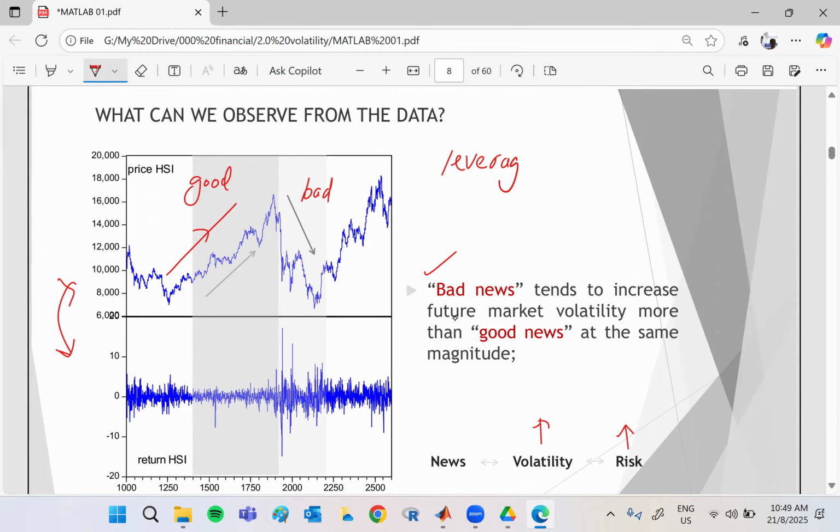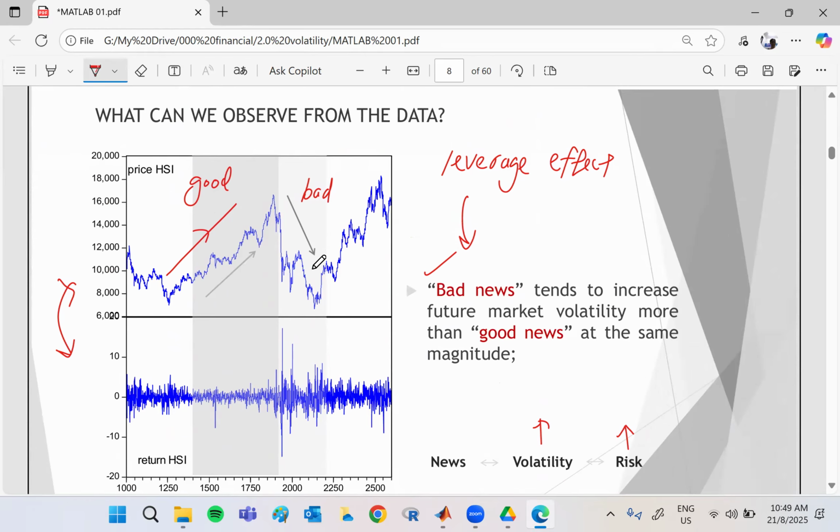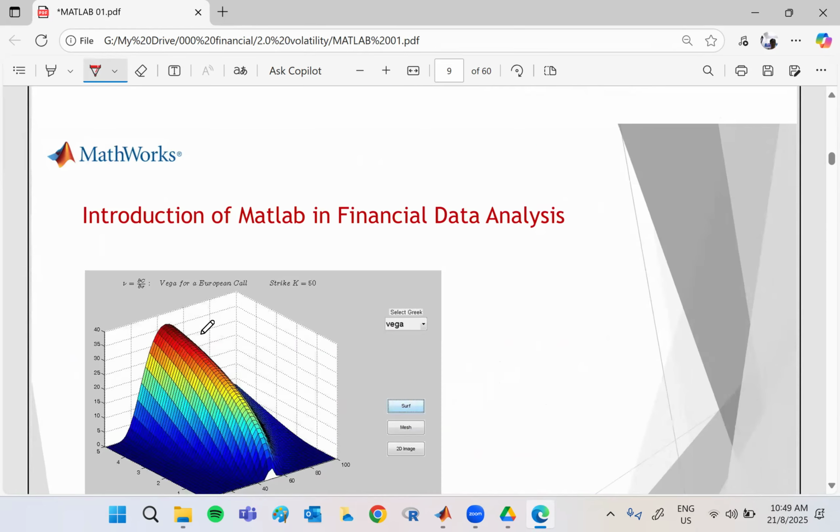Of course, this leverage is not the leverage you use in investment. This leverage indicates that bad news has a stronger impact on volatility compared to good news of the same magnitude. These are some of the information you can gather by just looking at the raw data, in terms of price or returns.